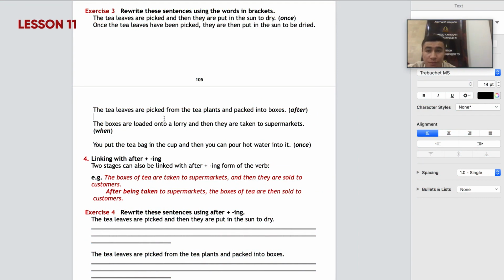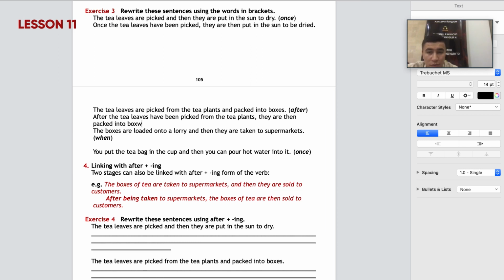You should use after here. After the tea leaves have been picked from the tea plants, they are then packed into boxes. After the tea leaves have been picked from the plants, they are then packed into the boxes.